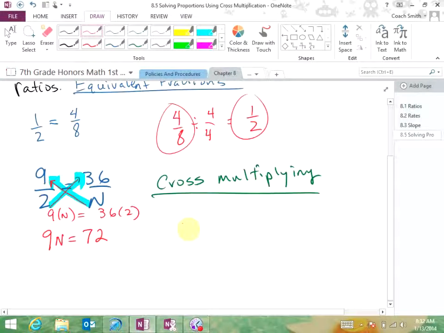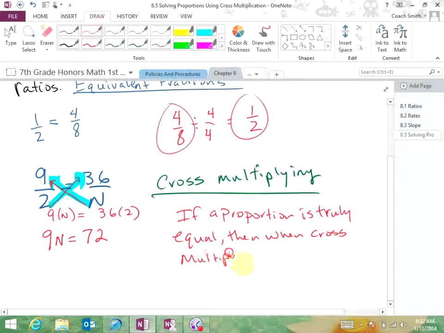Now, if a proportion is truly equal, then when you cross-multiply, you will end up with the same number.